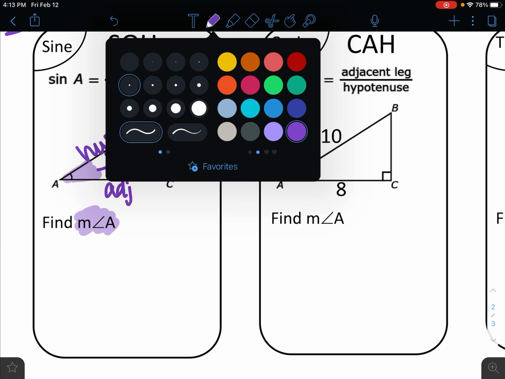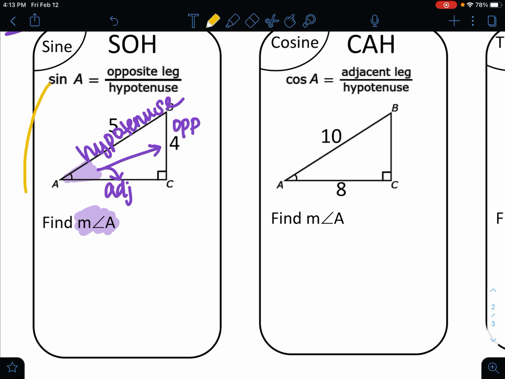Okay, and so now we just need to set up this equation. So this is going to be sine A. We don't know what A is, so we just put A, equals the opposite, which is 4, over the hypotenuse, which is 5. And we don't even need the adjacent side, kind of like on that first example. Okay, so this is different because A is over here.